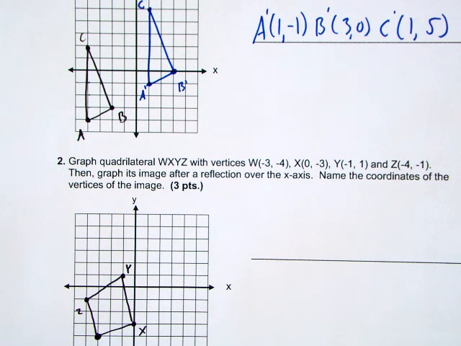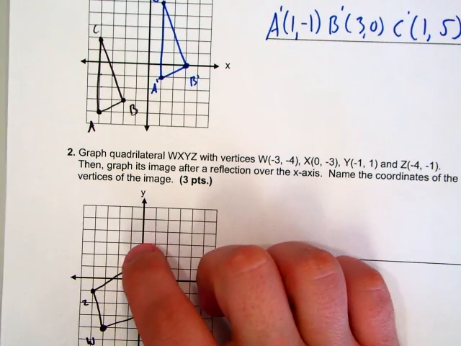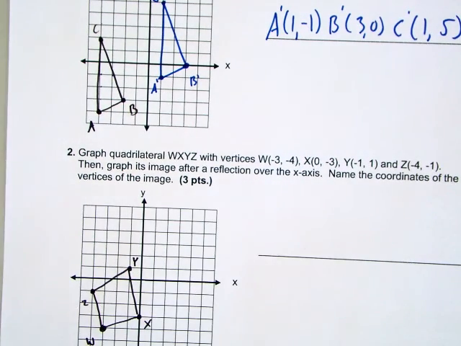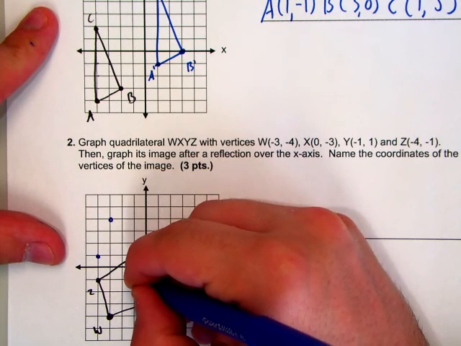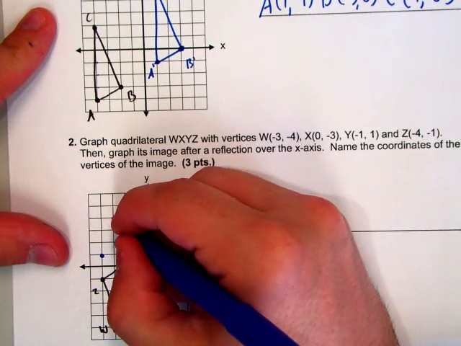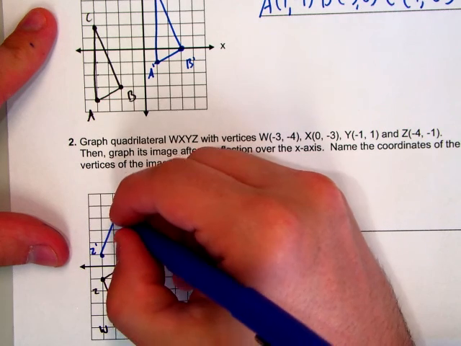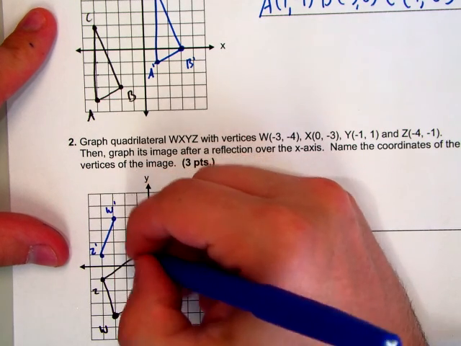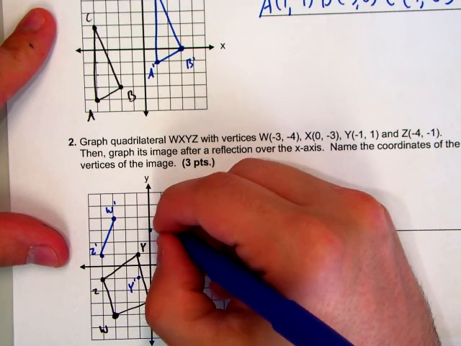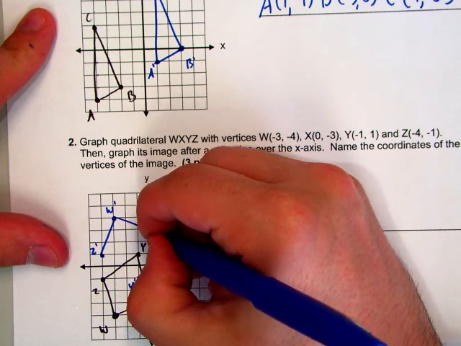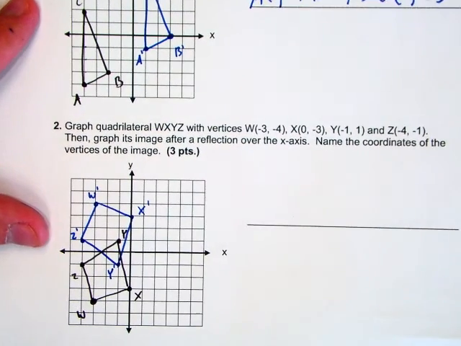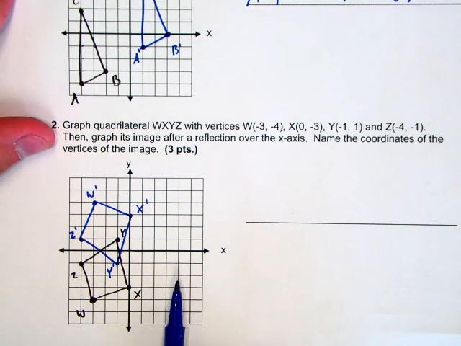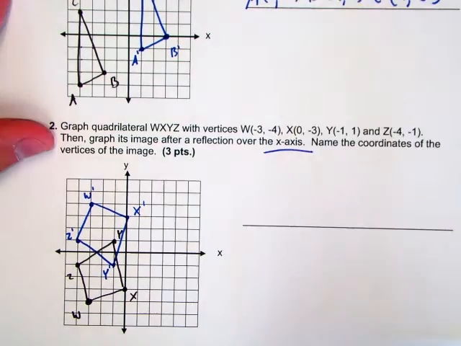It says to reflect over the x-axis. Common mistake we saw is we reflected everything here, but not this one. Not Y. We need to make sure we do it for all of them. So here's Z, here's W, here's Y, and here's X. So this is Z prime, this is W prime, this is Y prime, and this is X prime. So our shape should look like that. Common mistake we saw also is reflecting over the Y-axis. It says to reflect over the X-axis.